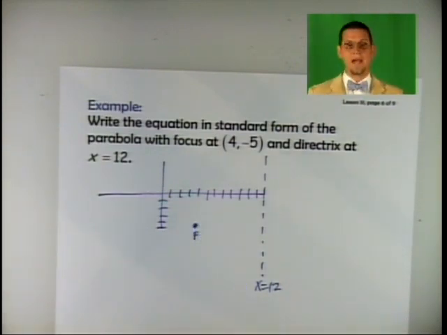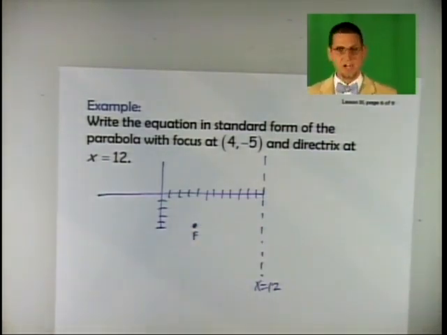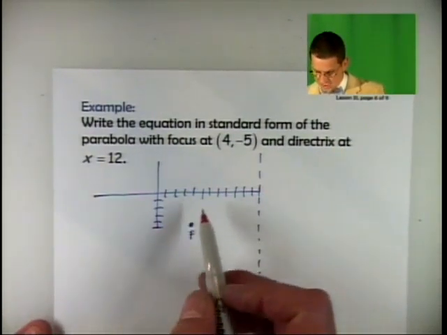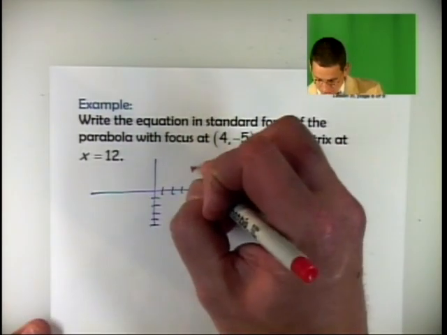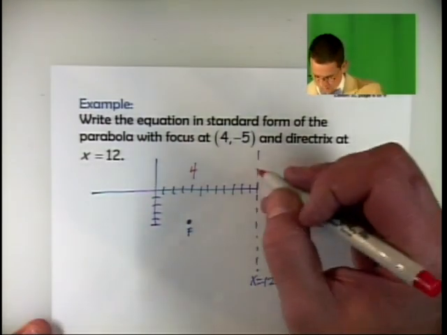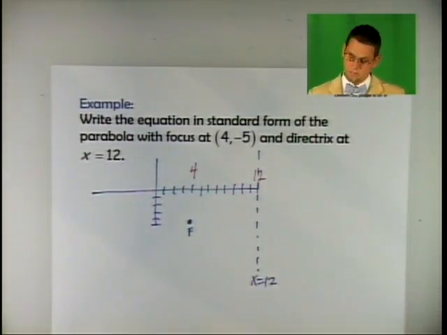Remember that the parabola has to eat the focus, right? And the vertex is halfway between the focus and the directrix. So my vertex must be where? Well, if this is going to be at x equals 4 right there, and this is at x equals 12, how far is it in between there? It's 8 units. So half of that is 4.